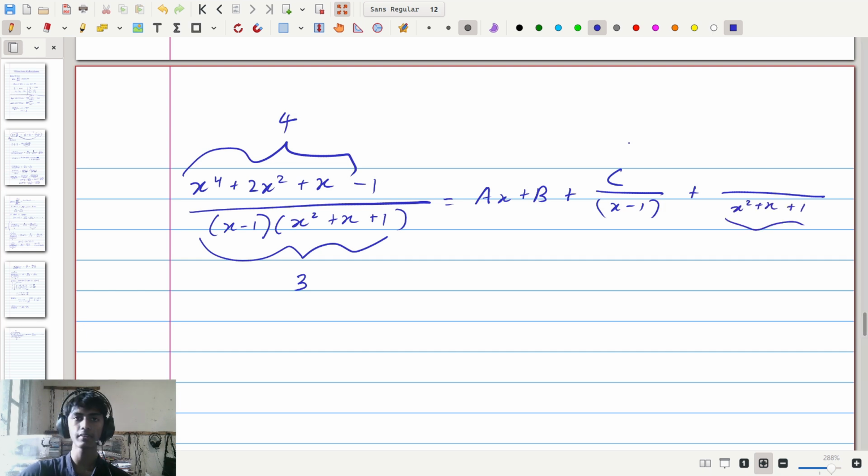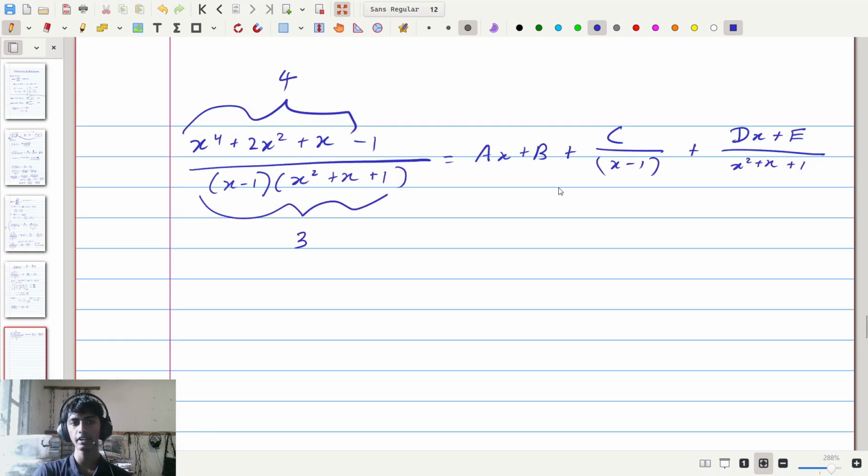Recall, when we don't have nice factors, we don't factorize. This thing can be factorized into linear factors of x minus something and x minus something, but we don't do that, we just leave it as is. So if the bottom has order 2, the top has to be order 1 less than that, so order 1, which means that this is of the form dx plus e.